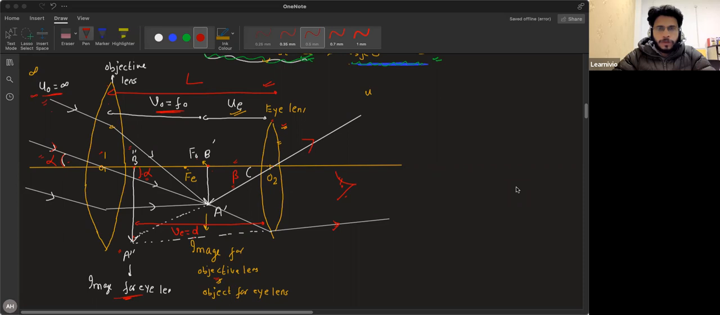Krishna, any issue with the ray diagram? No, sir. Minashi? No, sir. Krishna, what is the object for the eye lens here? A dash B dash. And where is the object for the objective? It's coming from infinity.